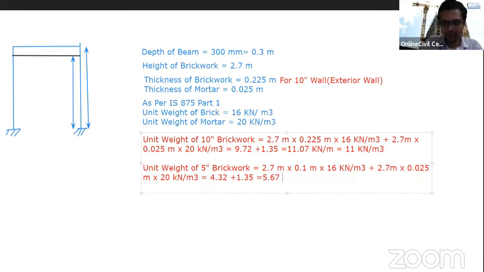If we had taken a bit higher value of this thickness of the wall, let's go with 5.5. We can take 5.5 kilonewton per meter cube. Or if you want to go with accuracy, you can take this value as well. Let's assume this is for the 10-inch brickwork.